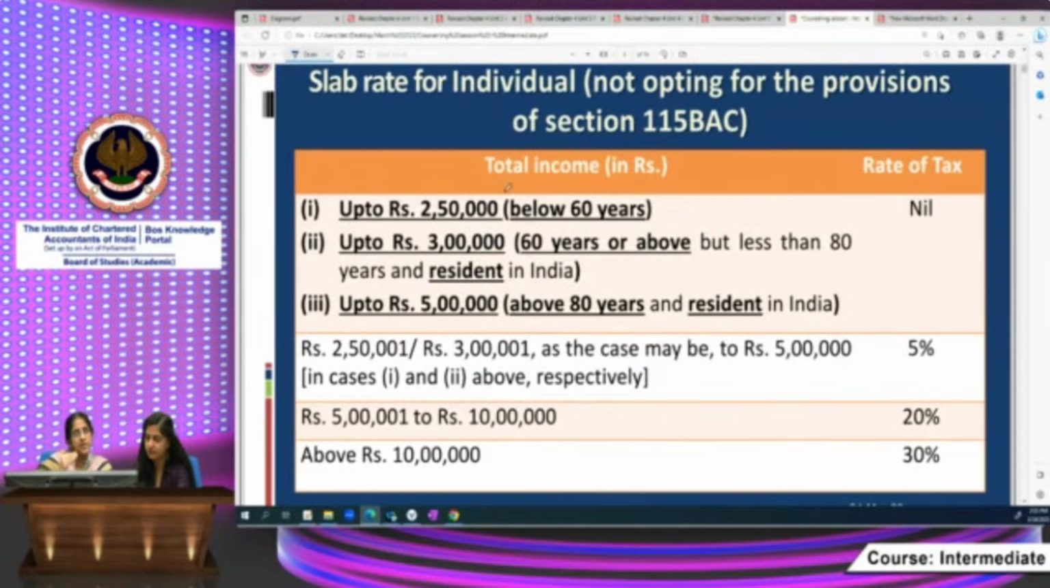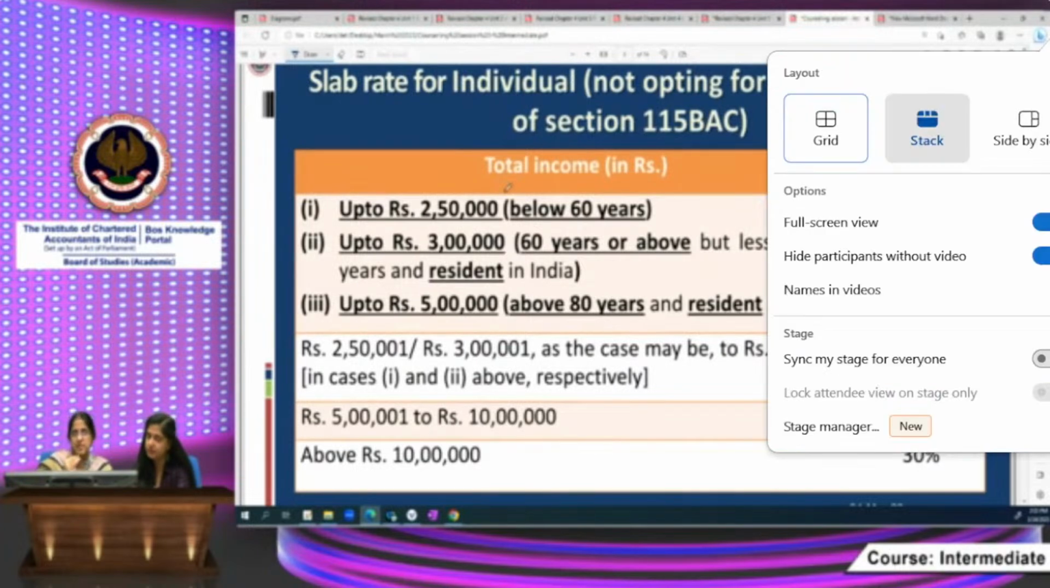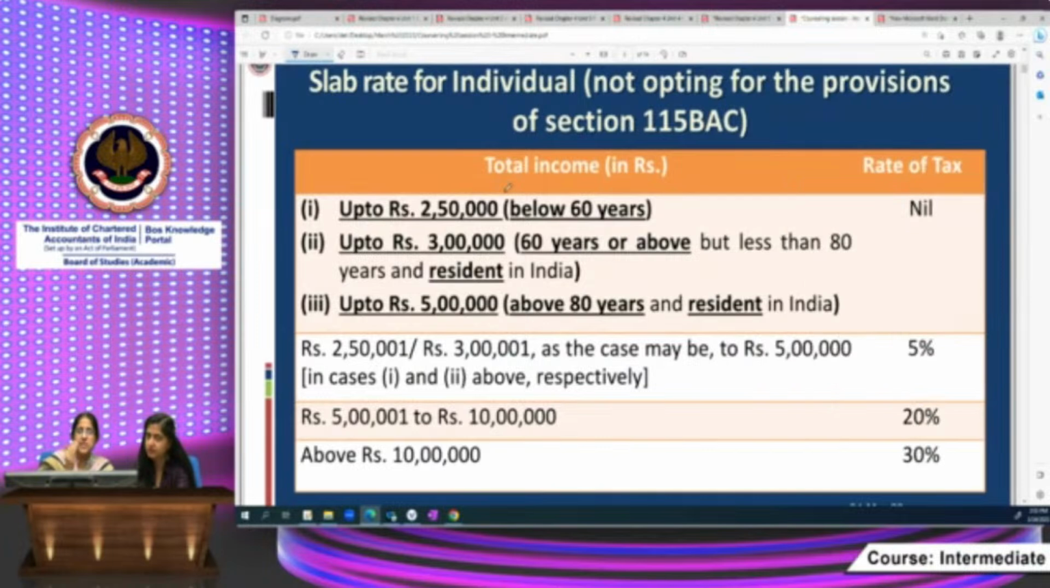Initially, you determine your residential status, whether you're a resident, not ordinarily resident, or non-resident. Why is this important? Because based on my residential status, I will decide what is to be included in my total income. Suppose I'm a resident, then the global income is includable in my total income. Suppose I'm a non-resident, whatever income is accruing or arising outside India, which is not deemed to accrue or arise in India, will not be includable in my total income.